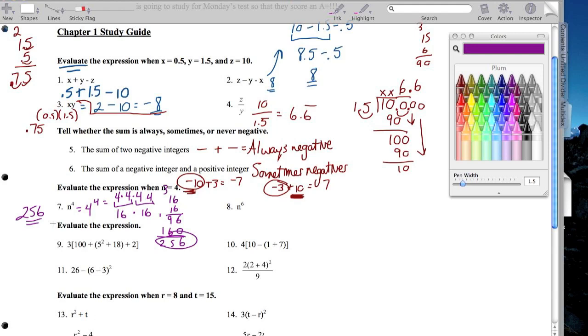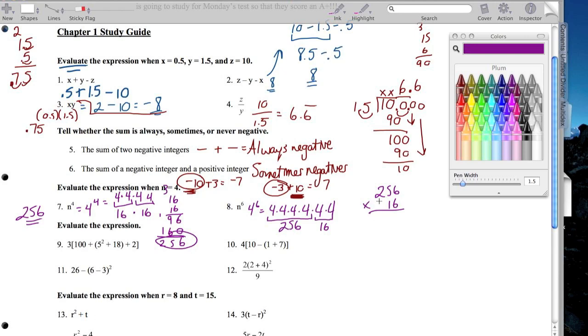Okay, let's look at number 8. We have n to the 6th, so this is really 4 to the 6th, which is 4 times 4 times 4 times 4 times 4 times 4. Now, we just did 4 to the 4th, and we know that this is 256. And we know that this is 16, so no need to rework all of it. Let's just take it from that step.